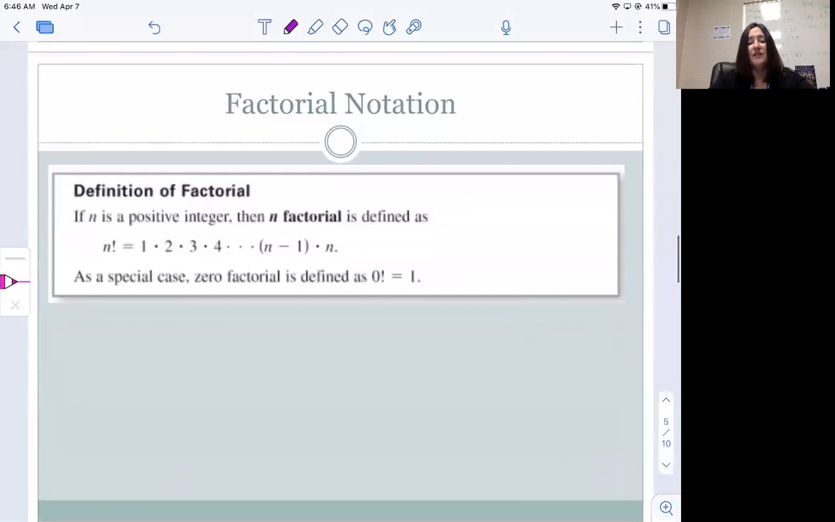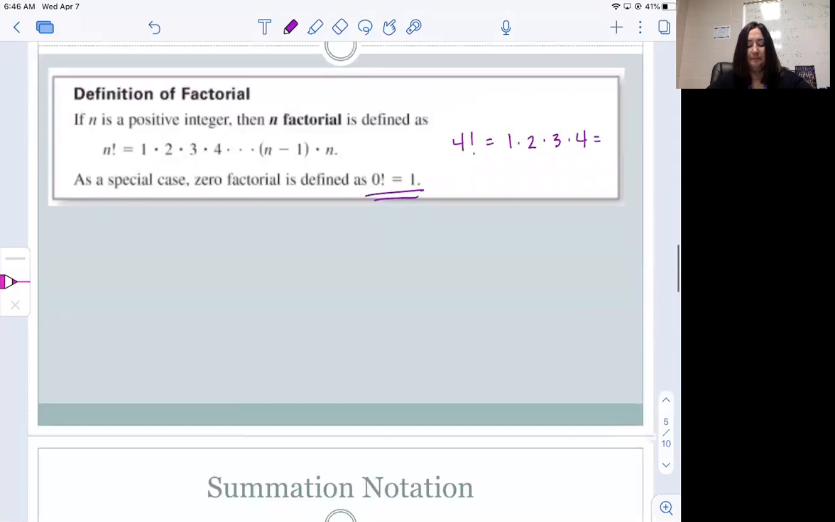The next thing we need to look at is factorial notation. A factorial is this exclamation point. When we have n factorial, it's 1 times 2 times 3 times 4, all the way up to n. So 4 factorial would be 1 times 2 times 3 times 4. The number tells you where to stop, and then you multiply all of those together. Many calculators also have a factorial button, and that exclamation point doesn't mean you are just exclaiming something. It means factorial. A special case: 0 factorial is equivalent to 1.